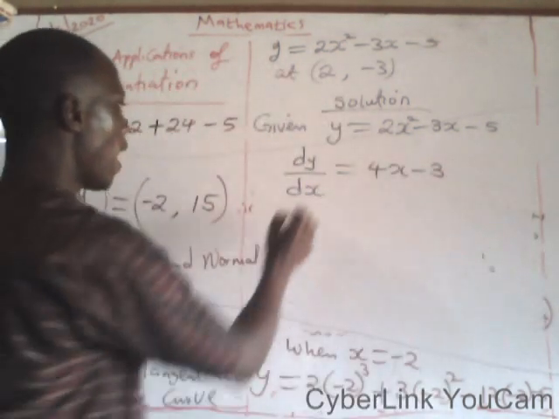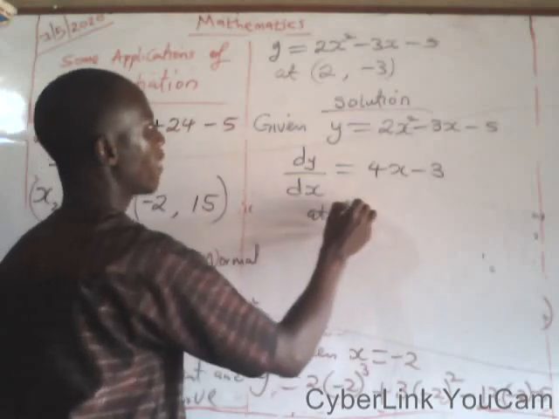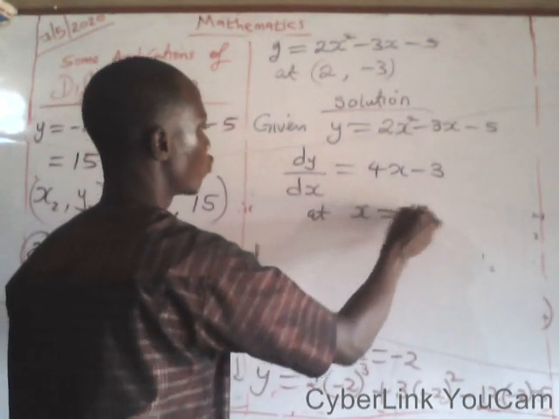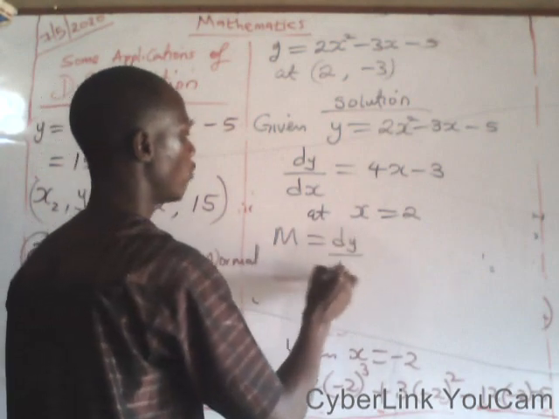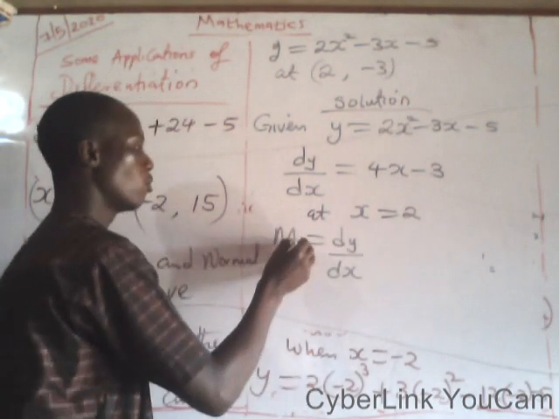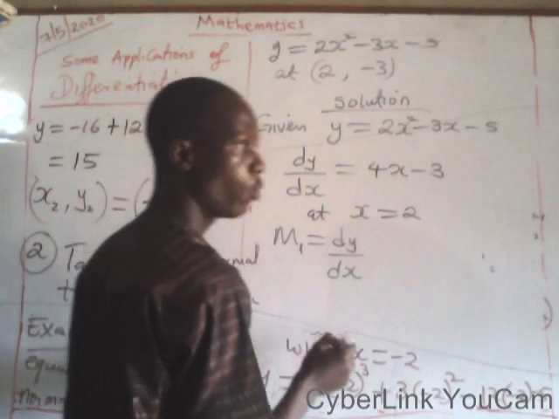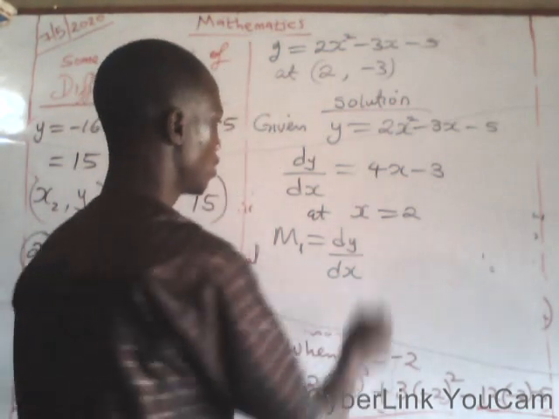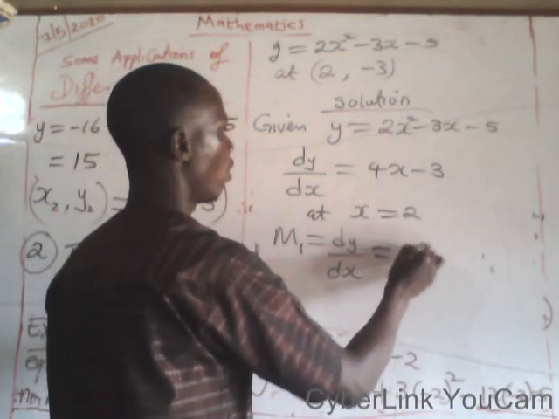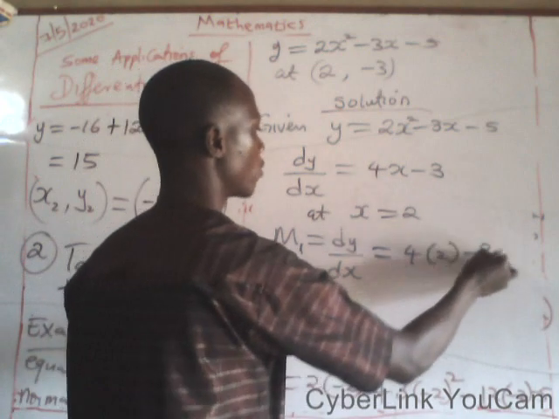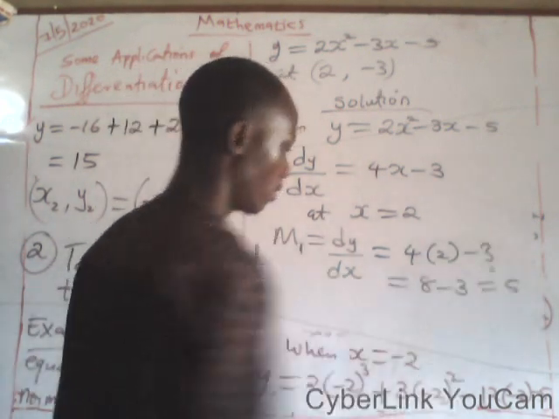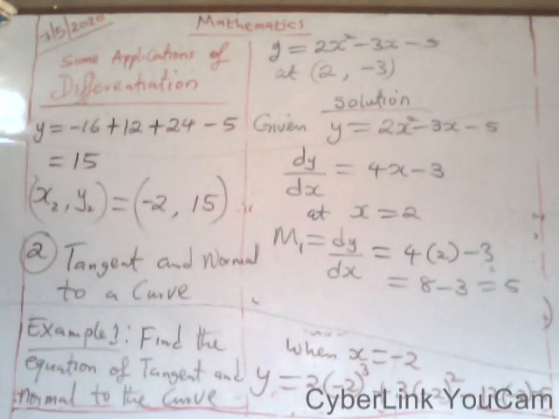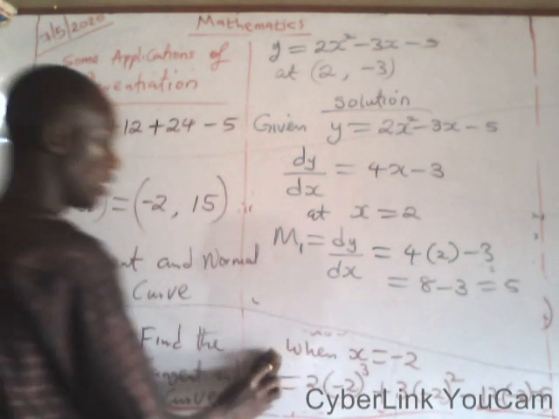So, at x equal to 2, that means that our m, which is equal to dy all over dx, let's call this m1. Here m1 is the gradient of the what? Of the tangent. Is equal to 4, open the bracket, 2 minus 3. And that is what? 8 minus 3, which is equal to 5. That means the gradient of the tangent is 5.